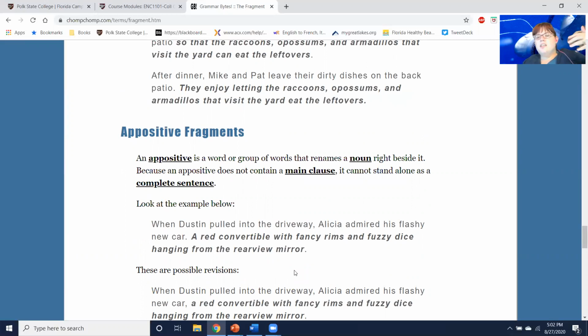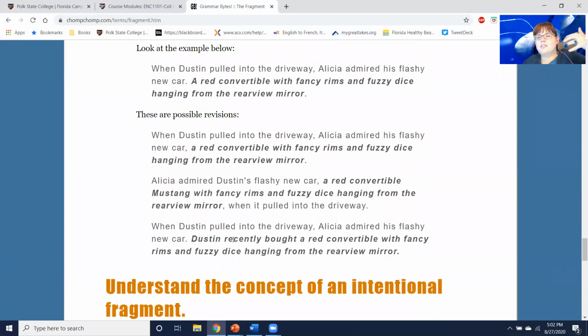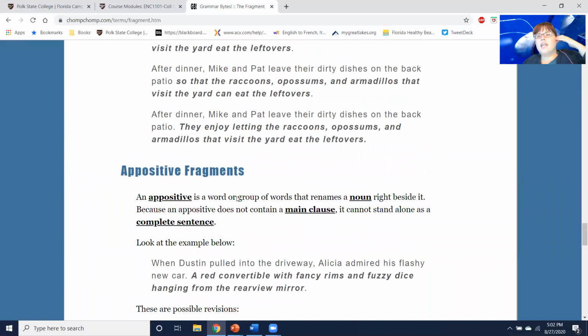We have an idea of a description, but we have to have that description connected to a main clause to make it a complete sentence. So those are the cases where you want to have that complete sentence and to try to break it apart so you don't have fragments.